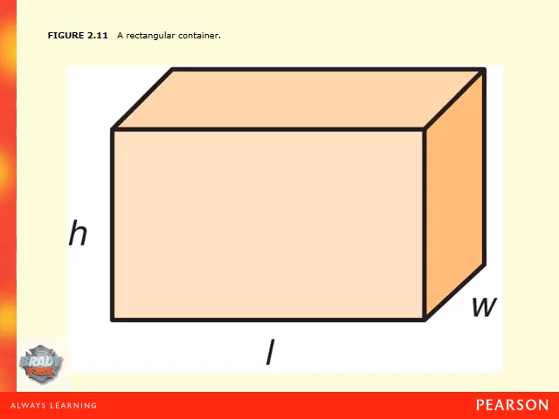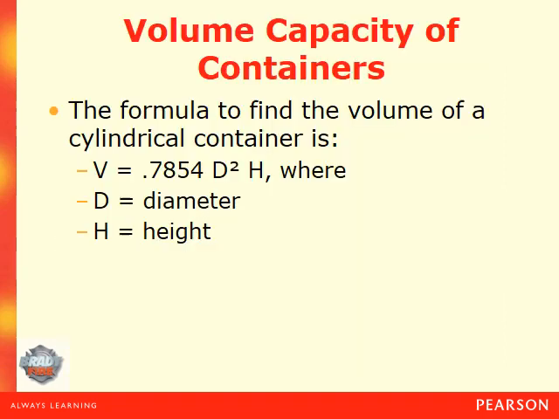Notice width, length, and height. Multiply all 3 together, and that gives us your volume. The next formula, to find the volume of a cylindrical container, is going back to 0.7854 times the diameter squared times height.